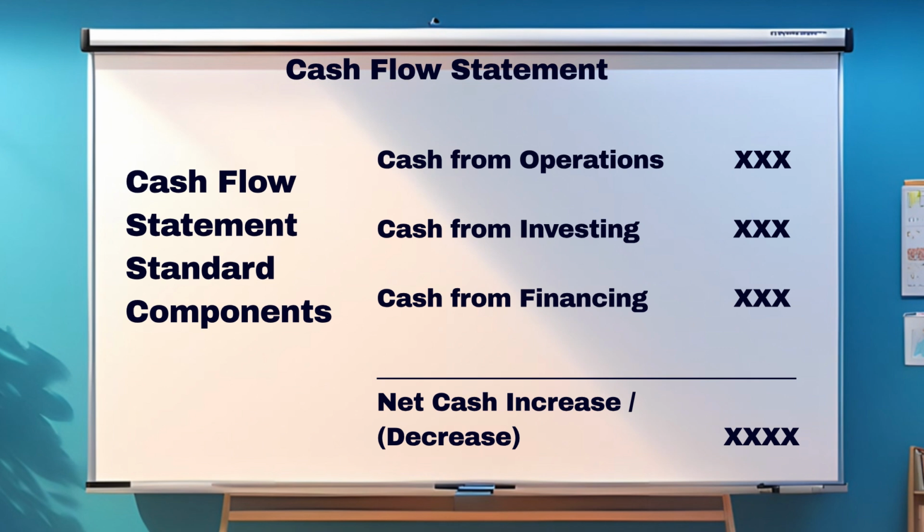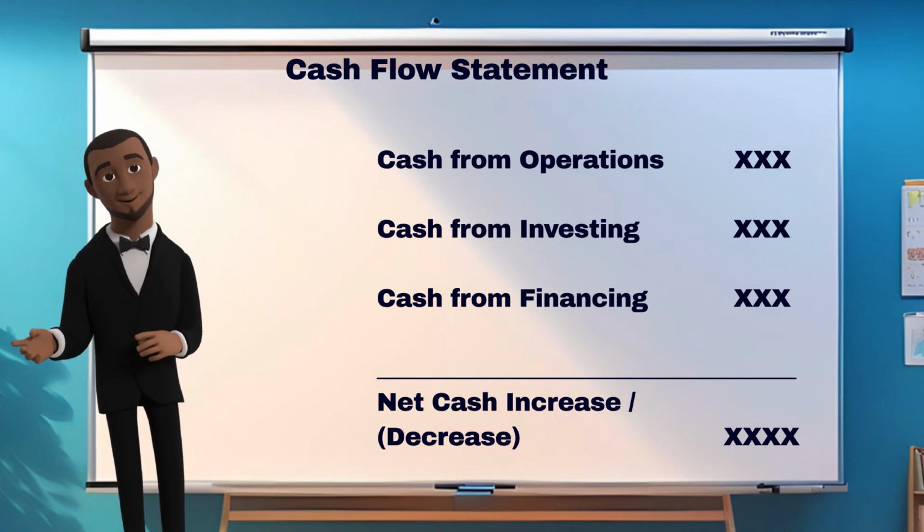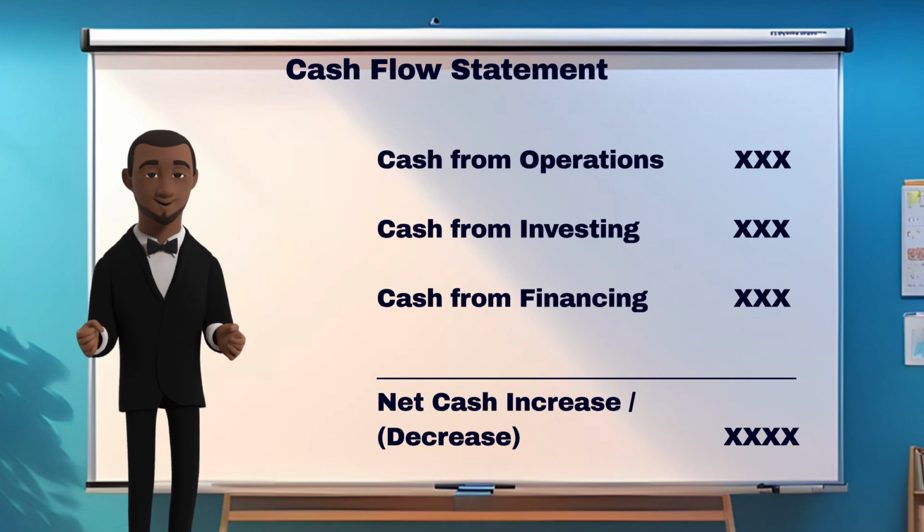Next, cash from investing activities. This shows how cash spent on or generated from investments in assets like property, equipment, or securities, overall capital expenditure.